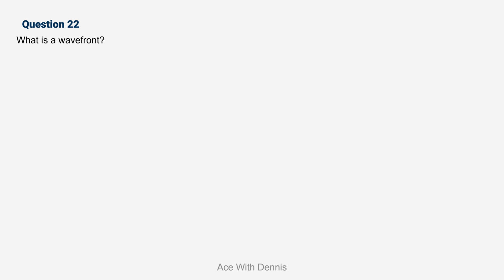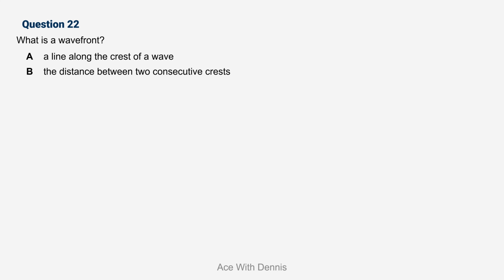Question 22. What is a wavefront? A. A line along the crest of a wave. B. The distance between two consecutive crests. C. The first wave produced by a source. Or D. The transfer of energy by oscillations.